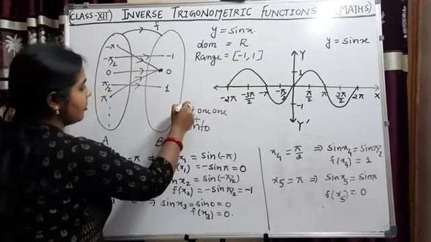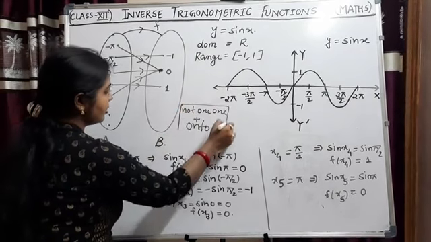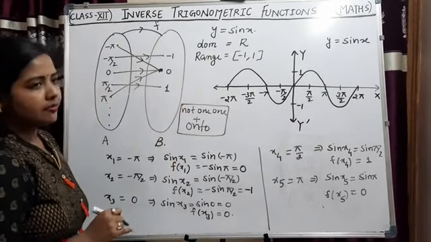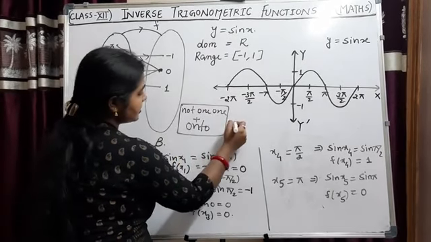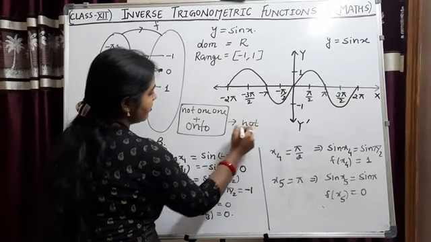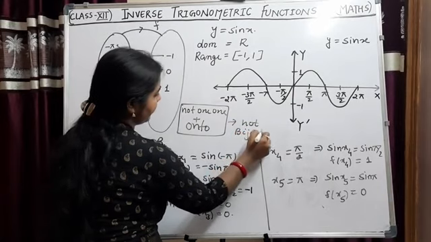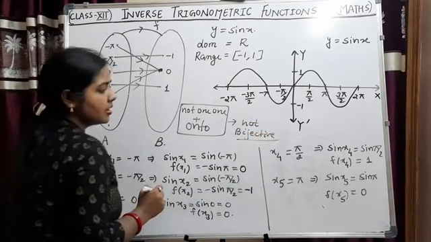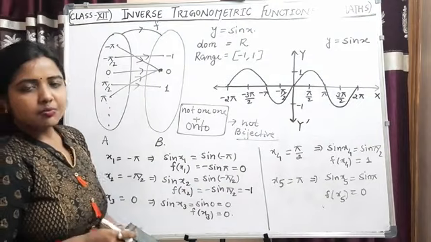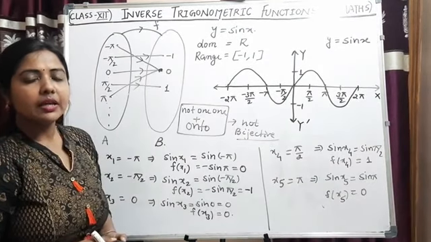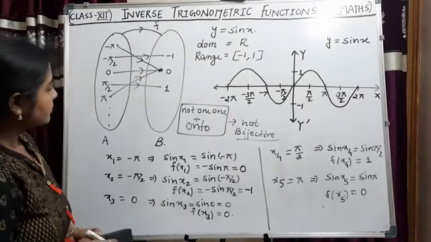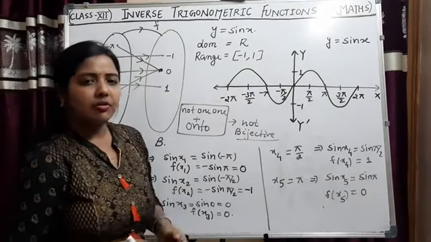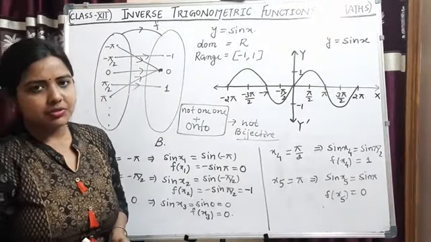And we know that when a function is 1-1 onto, then only we can find out the inverse. And here we are not getting 1-1, so this is not bijective. And if a function is not bijective, not 1-1 onto, we can't find out the inverse of that function. So generally we can't find out the inverse of any trigonometric function.